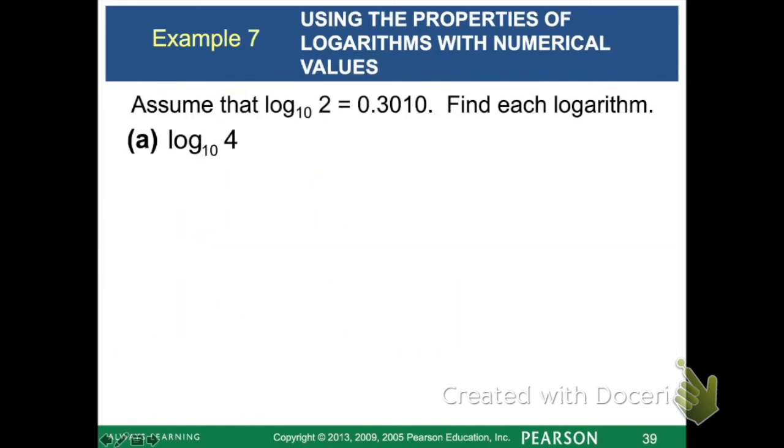Example 7, we're going to use values that we know for logs to simplify or evaluate other logs. So for example, in this problem, we know that log base 10 of 2 is equal to the decimal 0.3010. So we're going to evaluate log base 10 of 4 using that fact. So the first thing I want to do is take that 4 and rewrite it using 2.